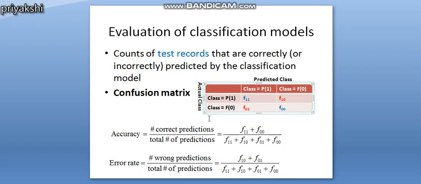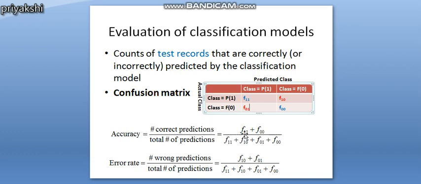So actual classes are given on the basis of the training data set, and predicted class is given on the basis of the test data set, where your classification model will predict. Fine. So from the confusion matrix you can calculate many performance measures. One performance measure is your correct prediction.